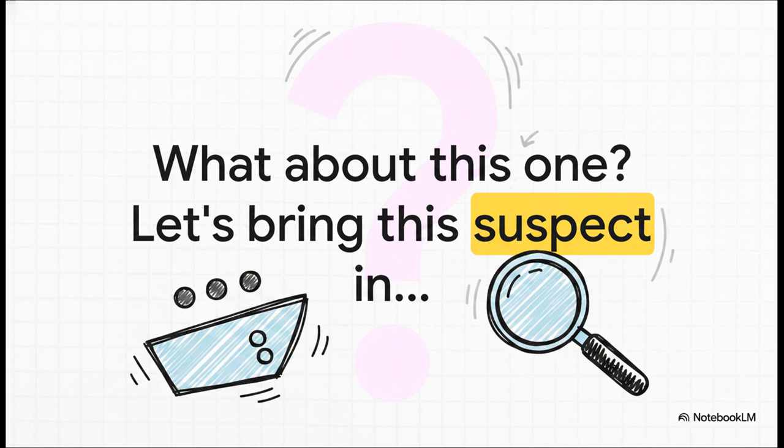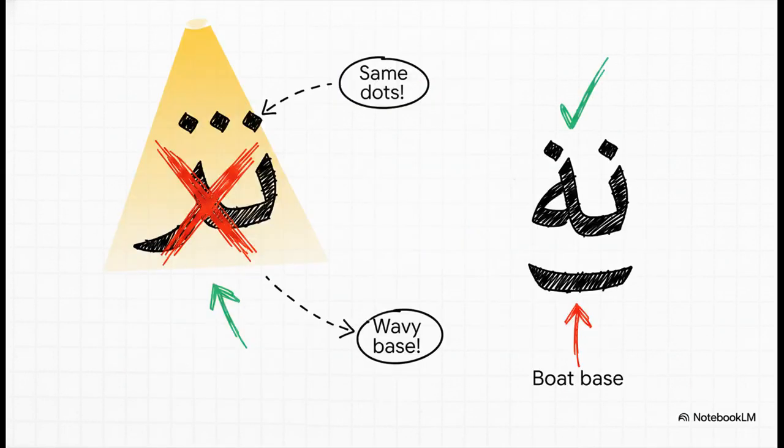Keep those eyes peeled. Wait, hold on a minute. What's this over here? This character has three dots, for sure, but the shape, it's not our boat shape, is it? It looks different. Is this our target in some deep cover disguise? Let's bring this guy in for questioning. And after a quick interrogation, nope, not our guy. This is a classic case of mistaken identity. It's got the right number of dots, but the underlying shape is totally wrong. This is a different letter called sheen. So, you're free to go, pal.